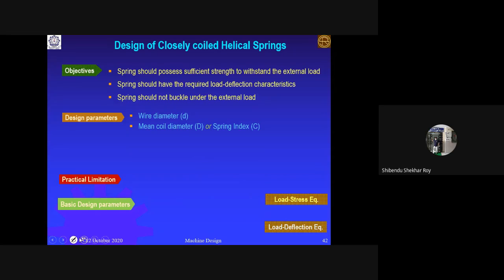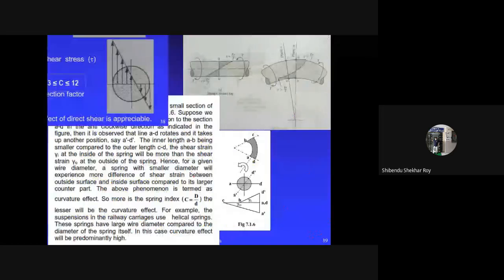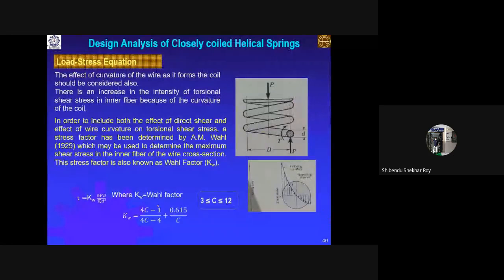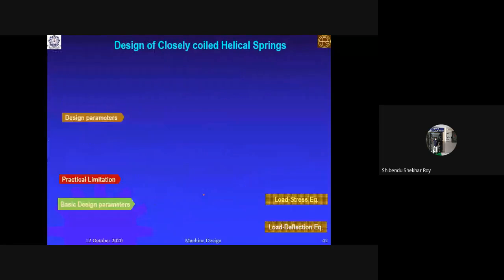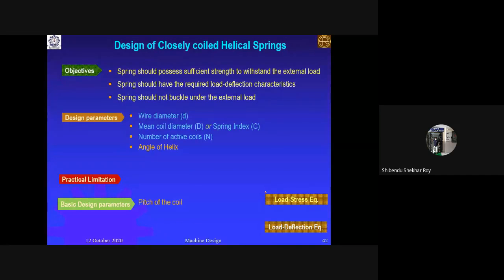Once you know the wire diameter and you select the spring index, you can easily find out the mean coil diameter. Now, the number of active coils you have to find out, and for that, if you see the stress equation, there is no use of n. If you can recollect your equation, you just see it is independent of n. Tau is independent of n. So whenever you like to calculate the number of active coils, you have to use the load deflection equation, because deflection is a function of n, and that is why the load deflection equation is required.